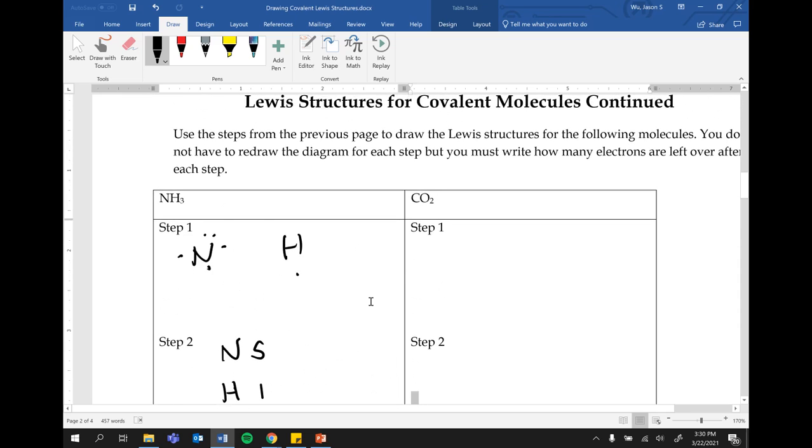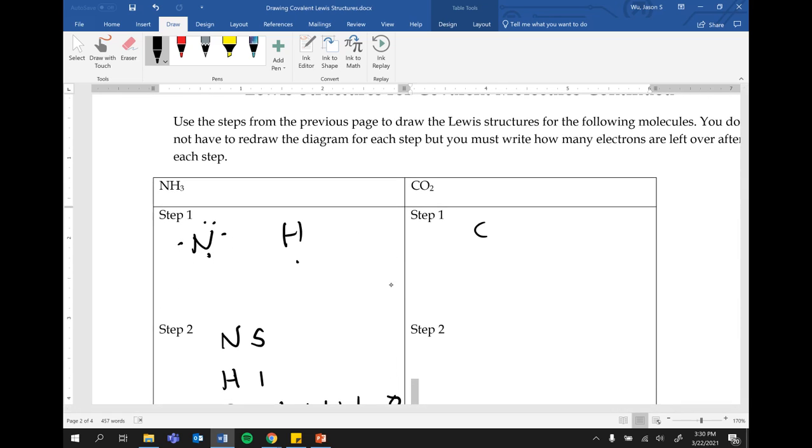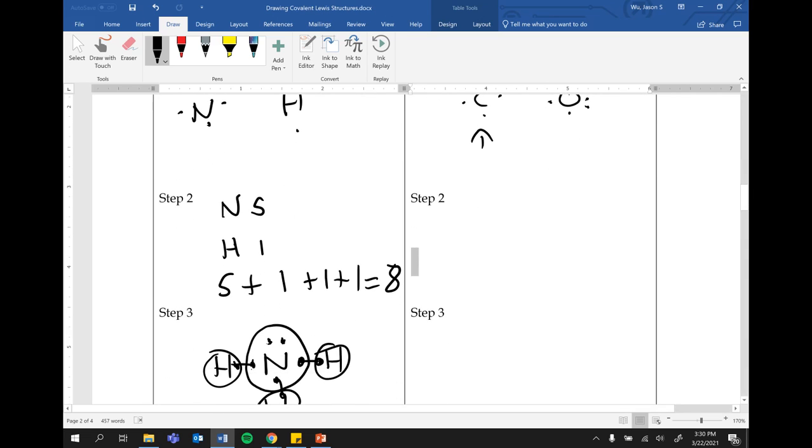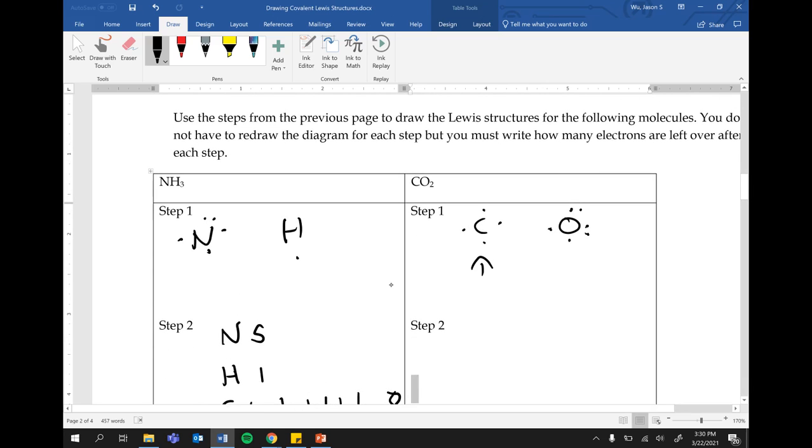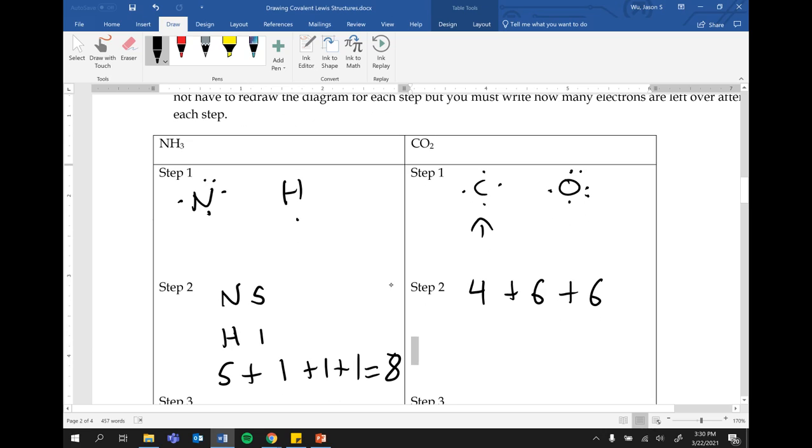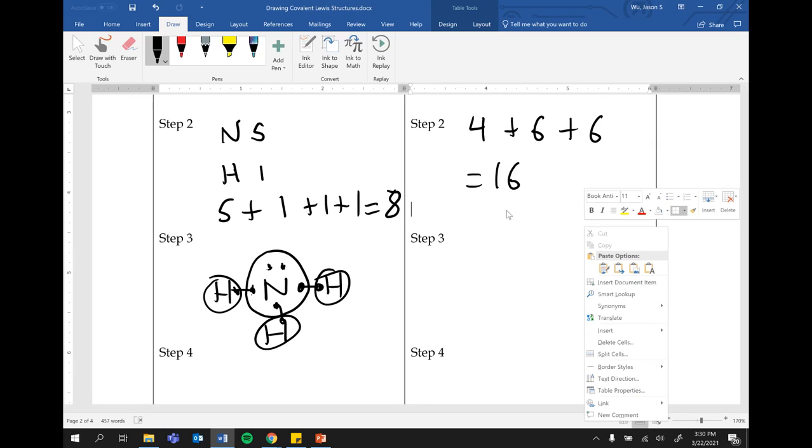Let's do one more. Let's do carbon dioxide. The first step is to draw the Lewis structure of each atom. That's carbon. Let's draw oxygen. Oxygen is 1, 2, 3, 4, 5, 6 valence electrons. This guy has 4 unpaired electrons, so we know carbon is going to go in the center. Now, before I do that, I need to add up my valence electrons. I know carbon has 4. I know oxygen has 6. And I have 2 oxygens because it's CO2. So let's add up. That's 4 plus 6 plus 6. I have 16 valence electrons that I can use.